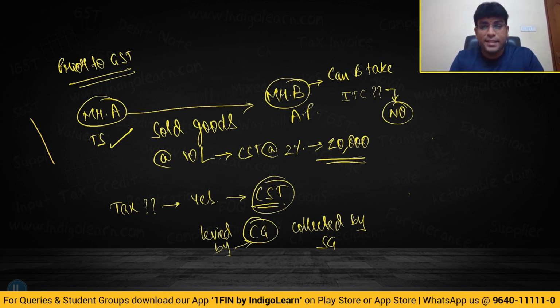In order to compensate the states who have lost revenue because of the introduction of GST, they brought something called GST compensation cess, which is being imposed on a few products, such as tobacco and aerated waters, that is cool drinks. On a few products, the government is imposing GST compensation cess, and they are using that money to compensate the states who have lost revenue because of the introduction of GST.